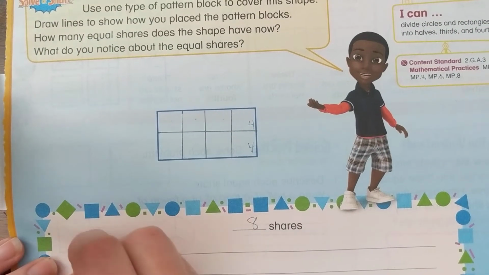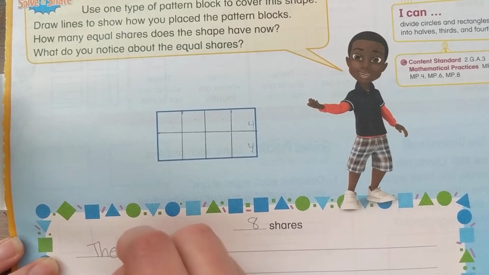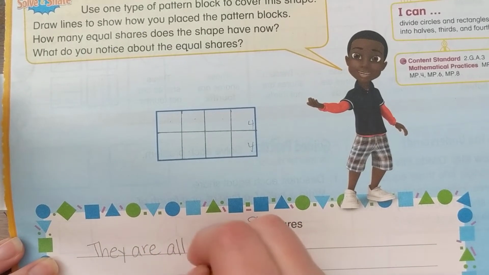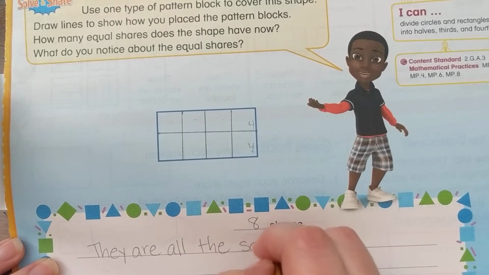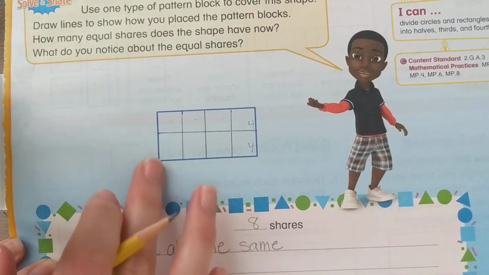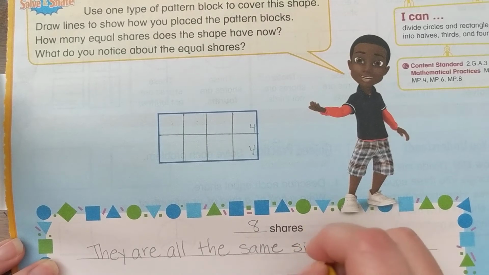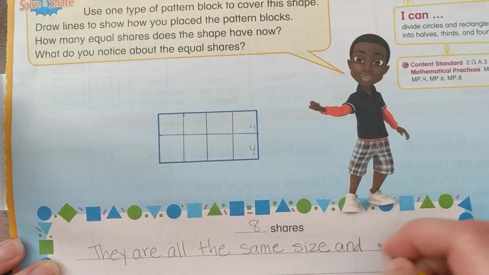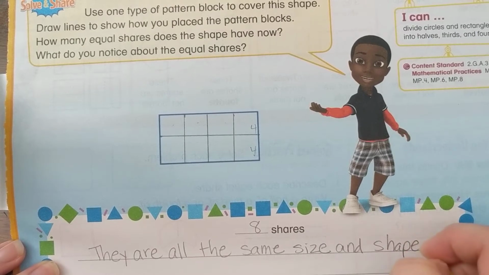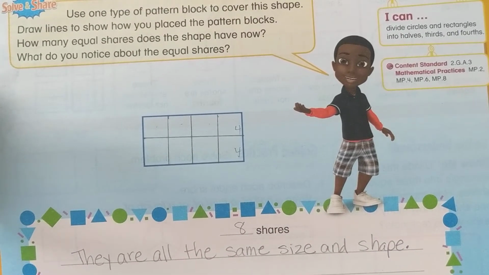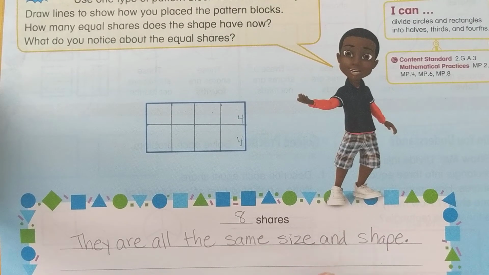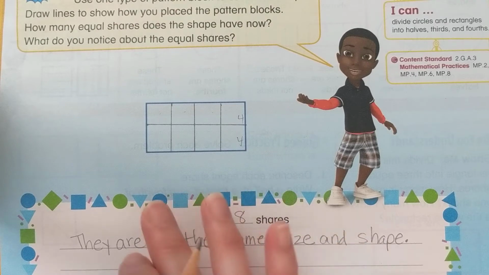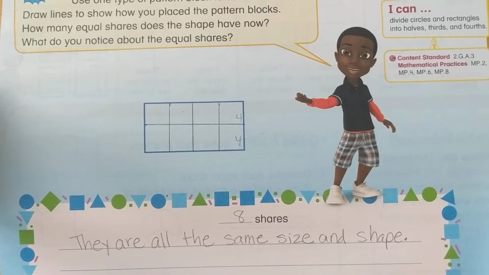First of all, they are all the same size and shape. Okay, to partition shapes, you need to make sure that they are all the same size and shape in order to be equal. It's very important that you remember this, because if it is not the same size or shape, then you did not make equal shares.